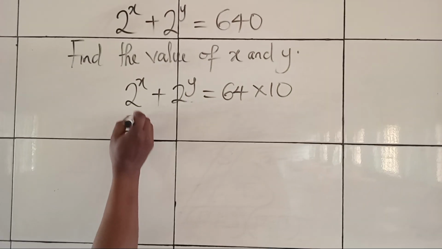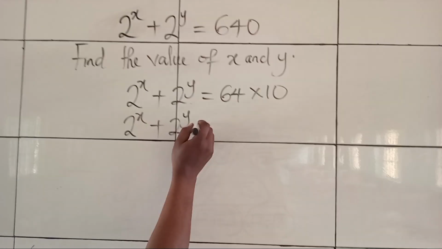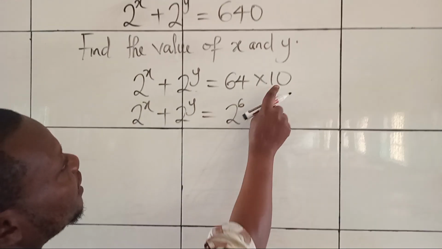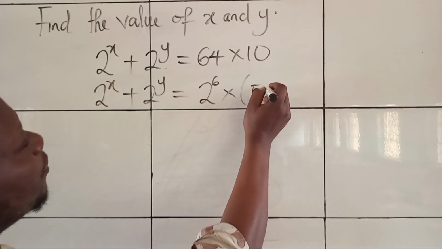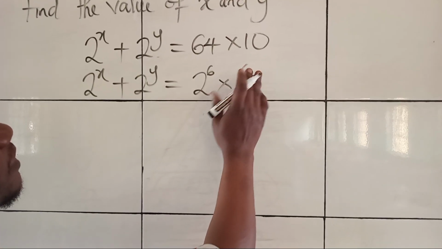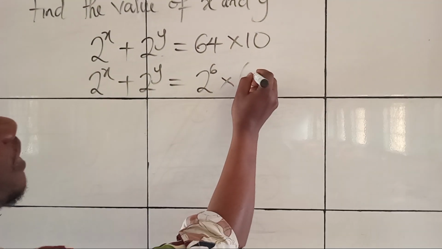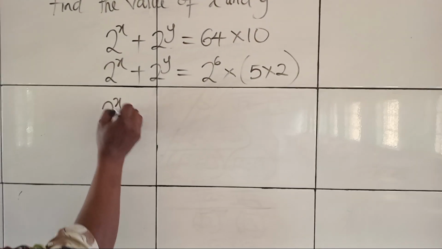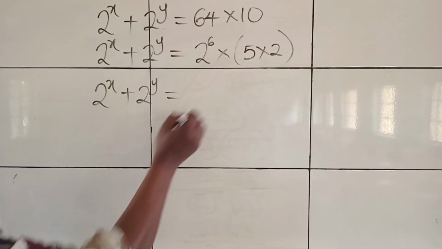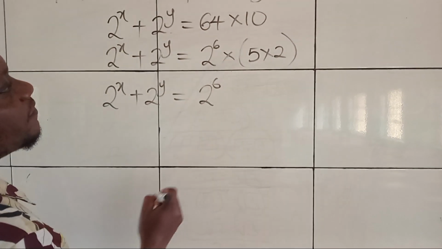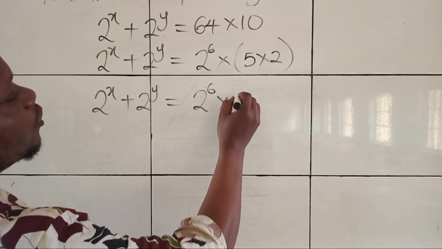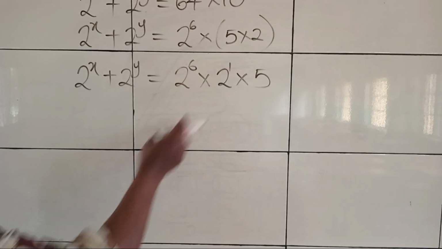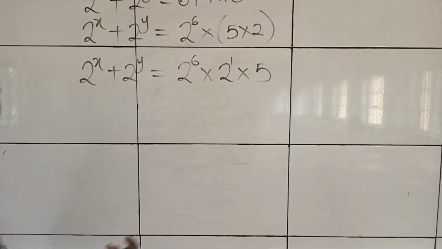So we have 2 raised to the power of x plus 2 raised to the power of y. 64 can be written as 2 raised to the power of 6 times, and this 10 can be written as 5 times 2. So we have 2 raised to the power of x plus 2 raised to the power of y equals 2 raised to the power of 6 times 2 raised to the power of 1 times 5. Just rearranging it, bringing 2 here and taking 5 to the other side.